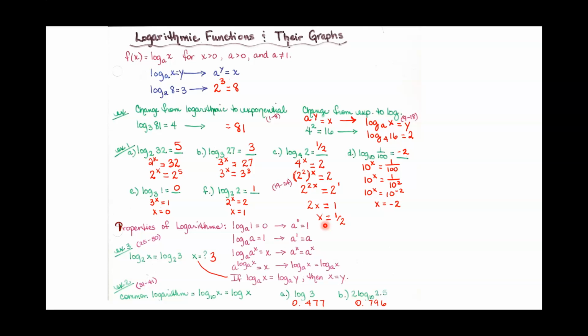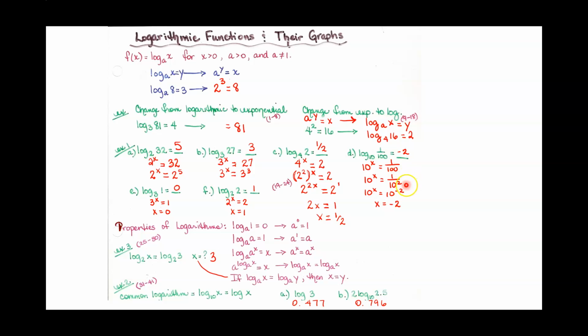And that makes sense once we see it, because 4 to the 1/2 would be the square root of 4, which is 2. All right, here's another one. 10 to the x is equal to 1 over 100. So again, I need to get my bases the same. So I'm going to rewrite 100 with a base of 10.